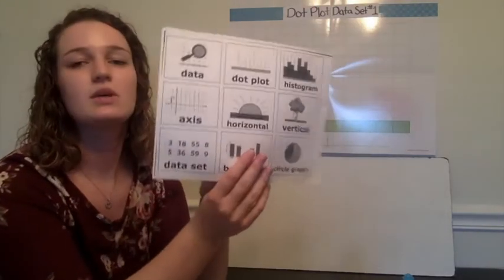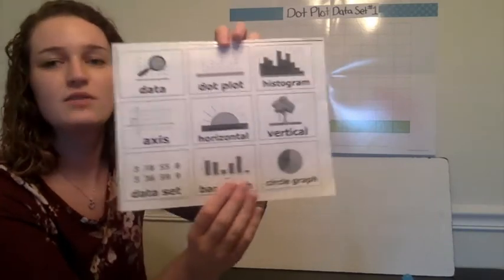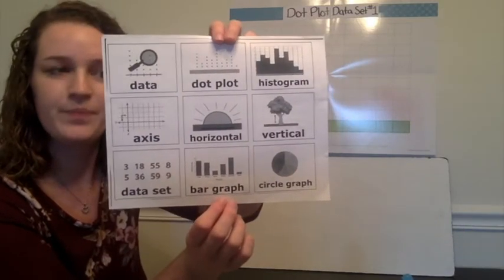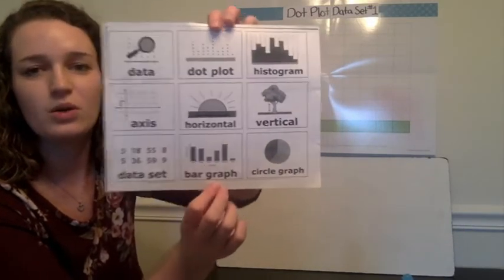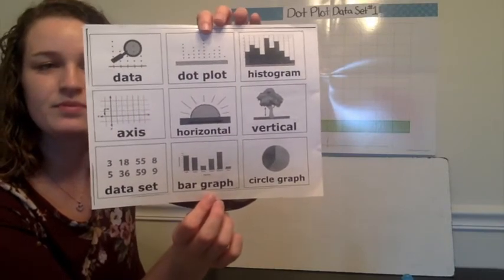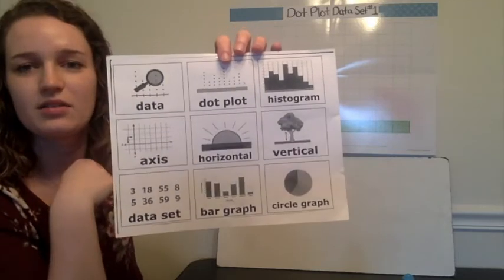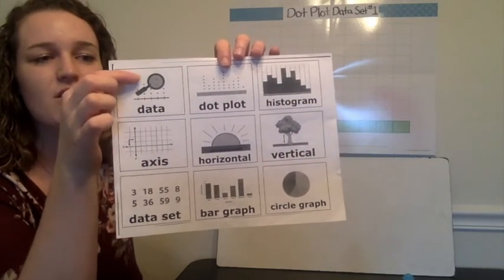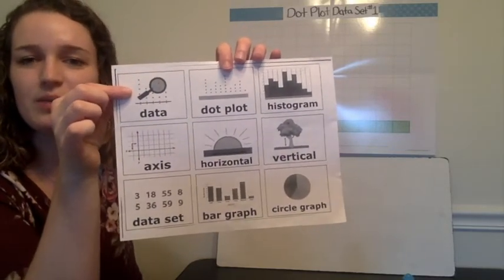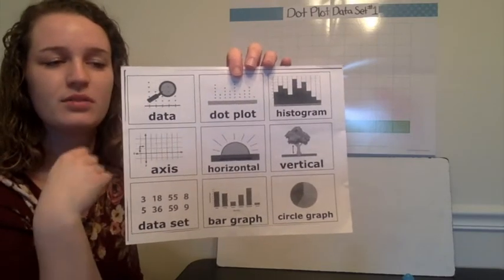Okay, the first thing we're gonna look at is the vocabulary sheet for today. So go ahead and take yours out, or you can look at mine right here. The first word is data. All right, data is all of the information that we put on our graph.